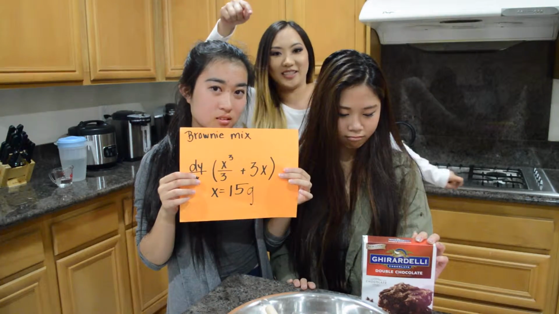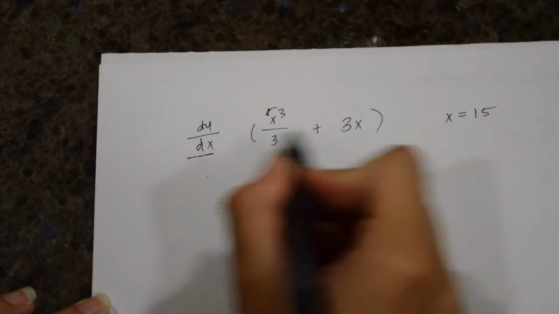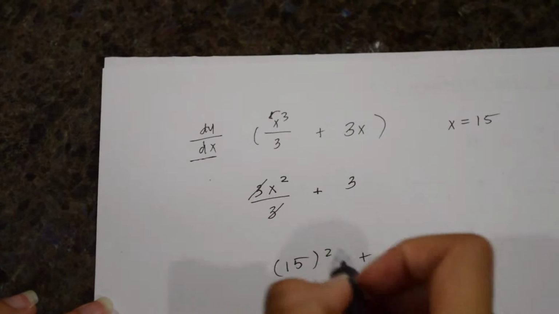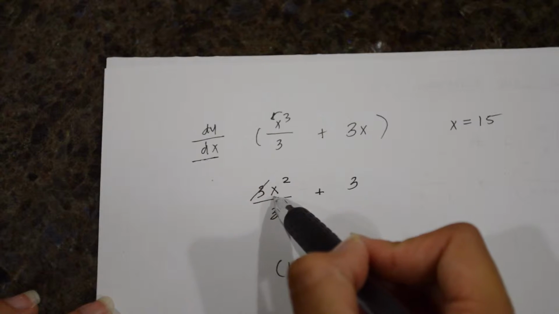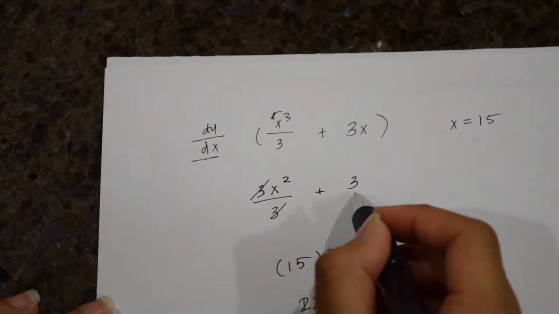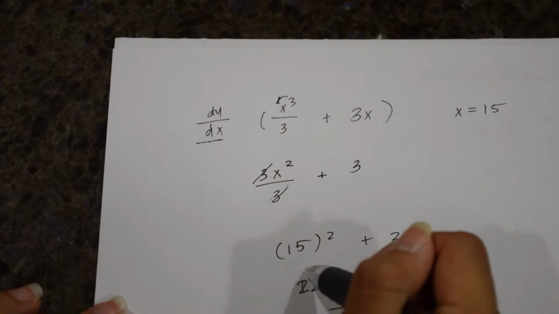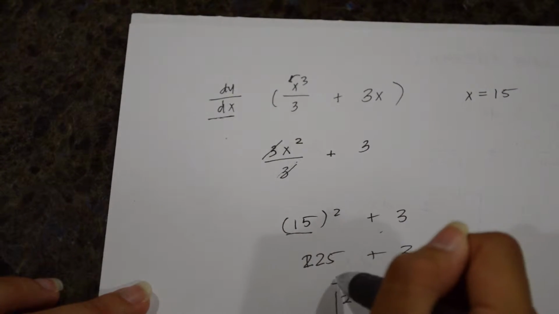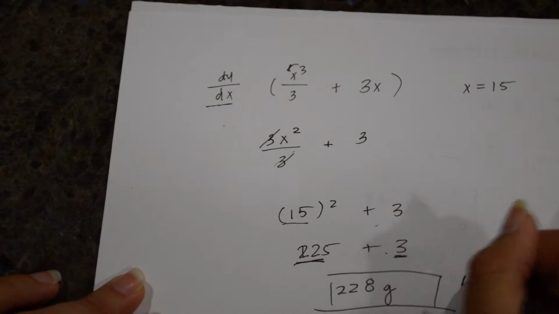This is how you solve this derivative. So we'll be solving for the derivative of x cubed over 3 plus 3x while x equals 15. So the derivative of x cubed over 3 is 3x squared over 3 plus the derivative of 3x, which is 3. And let's plug in x as 15. So if we plug in 15 to x squared, that would be 225 plus 3. And the answer would be 228 grams.